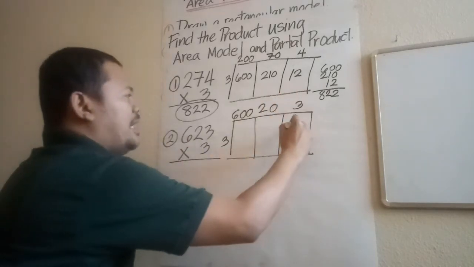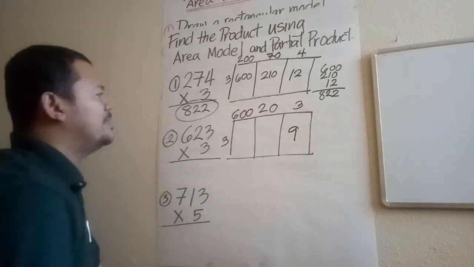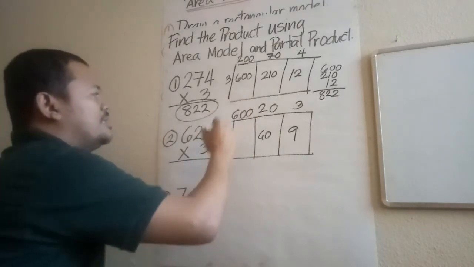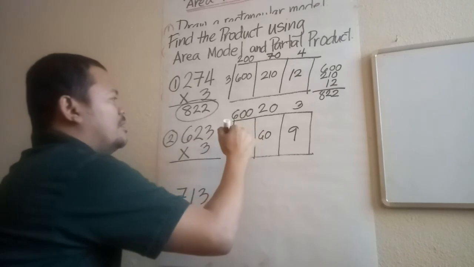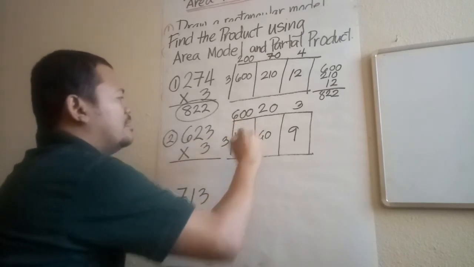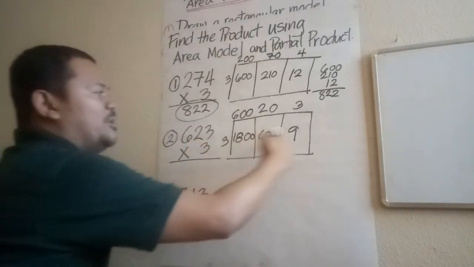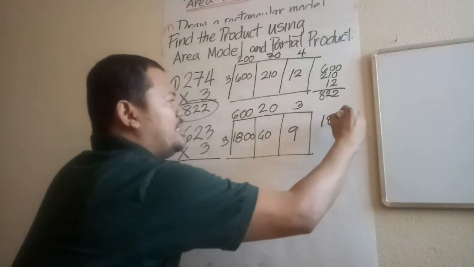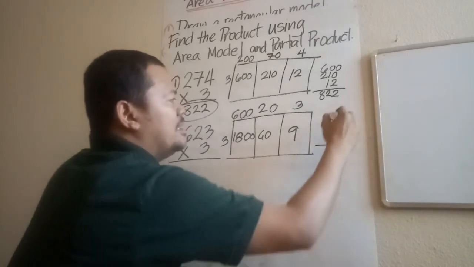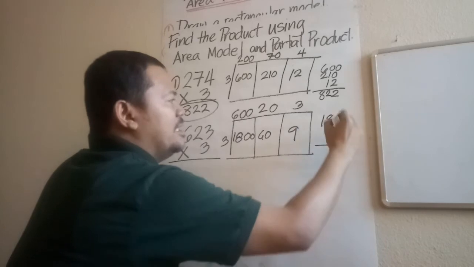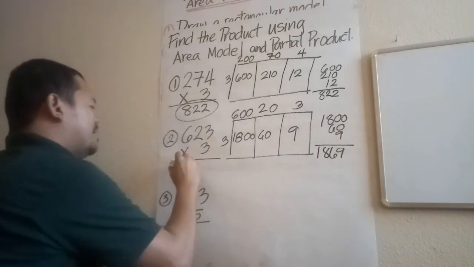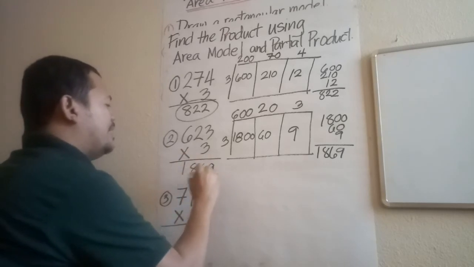3 times 3 equals 9. Okay? 20 times 3 equals 60. And 600 times 3 equals 1,800. There you go. Then you add them all together. 1,800 plus 60 plus 9. Here we go. 0 plus 0 plus 9 equals 9. 0 plus 6 equals 6. Bring down 18. The answer is 1,869.